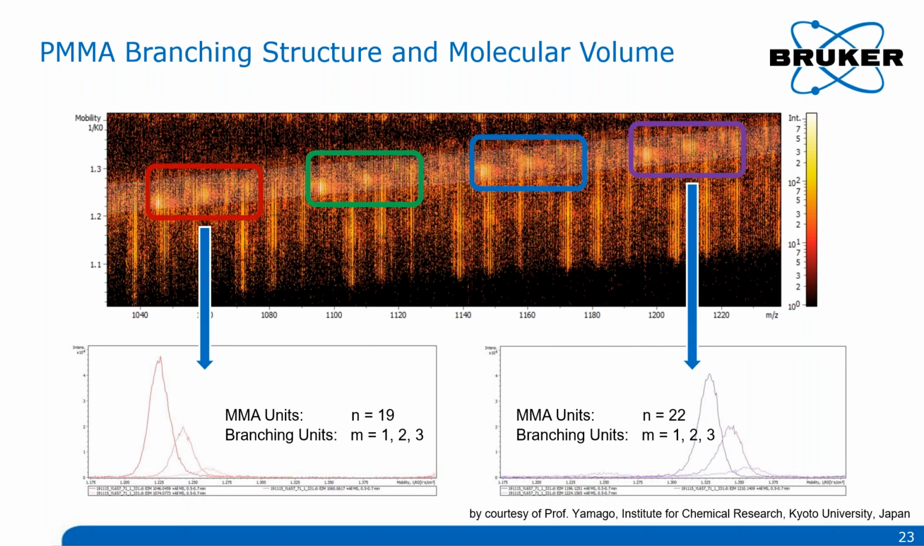Or we can focus on polymer ions with a specific number of MMA repeating and branching units and extract mobilograms for each one of them individually. For instance, here we have mobilograms for 19 repeating units on the left with 1, 2, and 3 branching units. So those are 3 separate peaks that you see in mobilograms. And mobilograms for 22 repeating units on the right with the same number of branching units. So again, 1, 2, and 3. It really is a very powerful method of separation and analysis in many different applications.